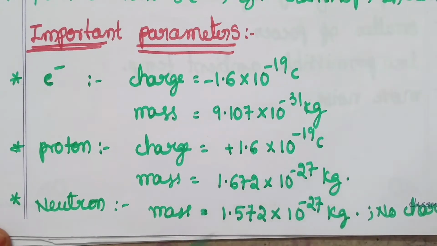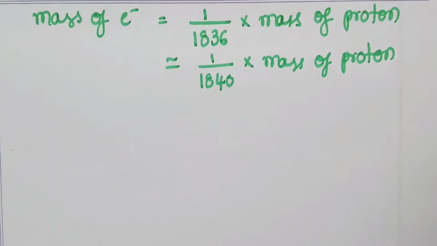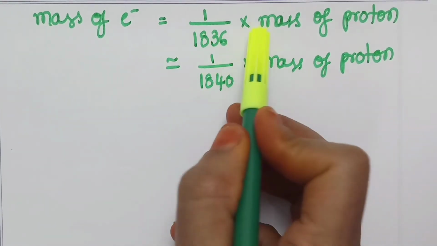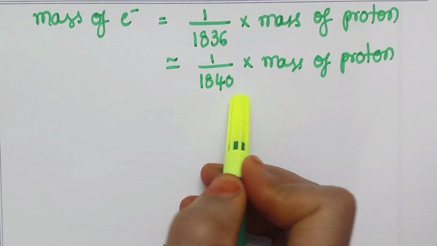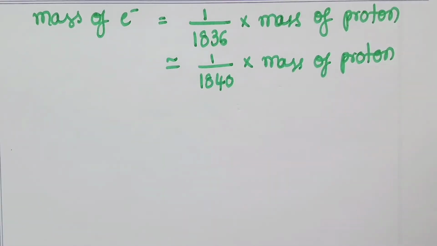For a neutron, it has no charge, either positive or negative, so it is a neutral charge. Mass is equal to 1.570 into 10 to the power of minus 27 kg. Here, the mass of the electron is much less than the mass of the proton. This is given by the expression: mass of electron is equal to 1 by 1836 into mass of proton, which can be approximated to 1 by 1840 into mass of proton. This is also very useful in solving problems.